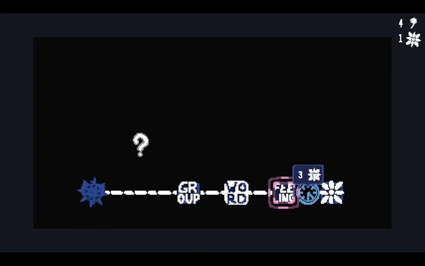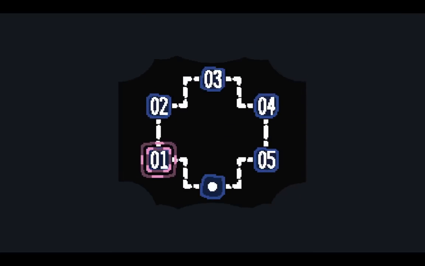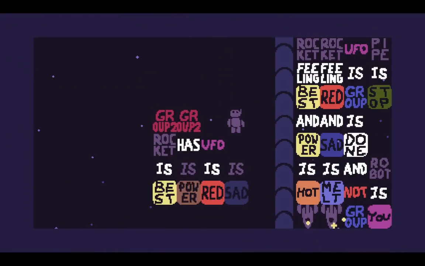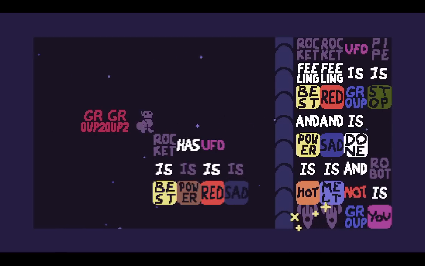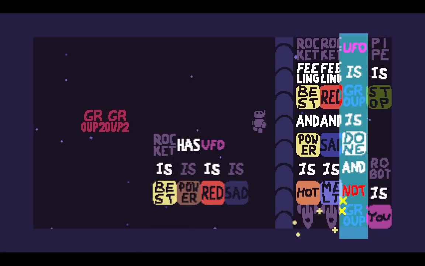We can go back to the map. So we have group, word, and feeling, which we need 3 flowers in all the worlds to do it. Okay, so again, the goal is always to try to make an infinite loop. Okay, this is already quite intimidating. We got group 2, which is the same as group 1, although the group 1 is being used on the right side in an interesting way where it's like done and not group.